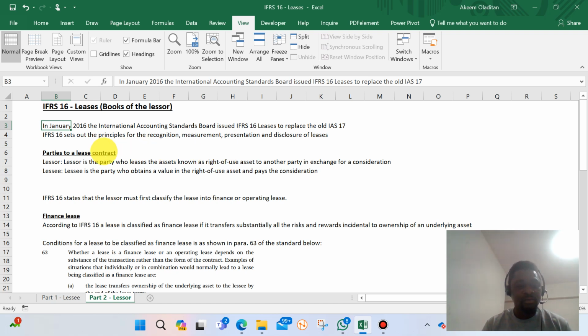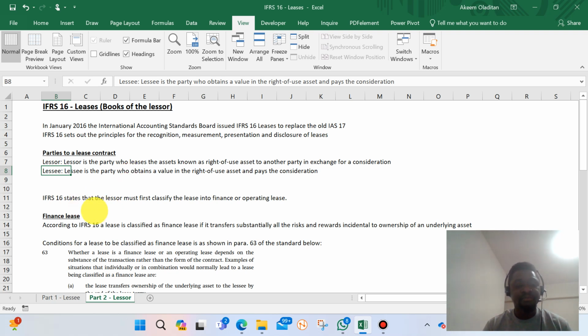Then, who are the parties to a lease contract? I talked about the lessor as the party who leases its own asset, known as the right of use asset, to another party in exchange for consideration, while the lessee is the party who owns a value in the right to use the asset and pays consideration on it. We treated how we account for leases in the books of the lessee in the last video, so today we'll be talking about how we account for leases in the books of the lessor.